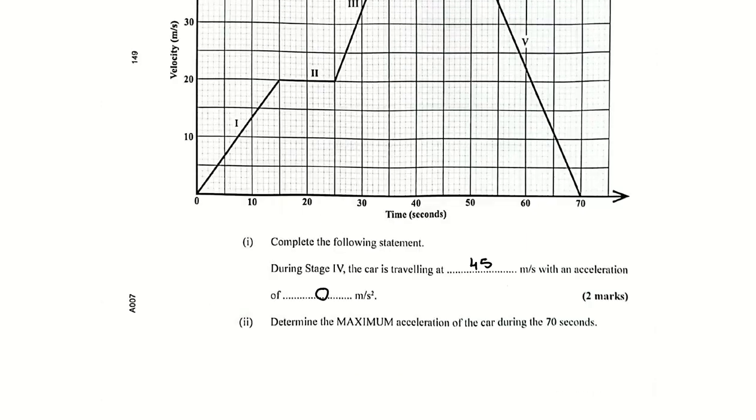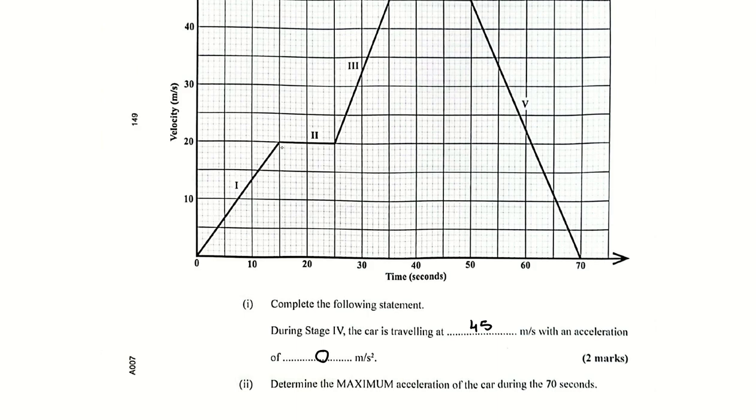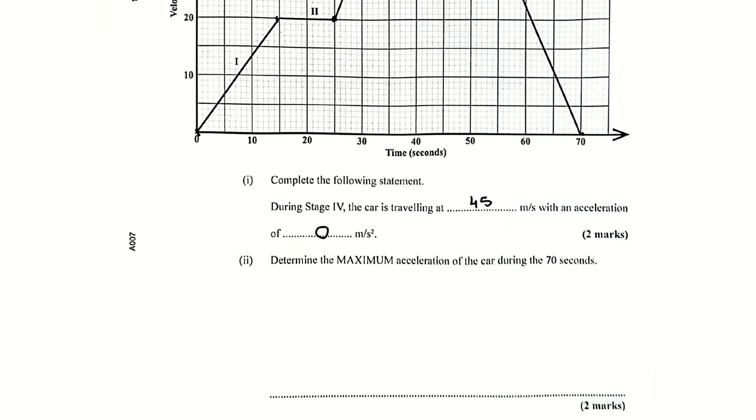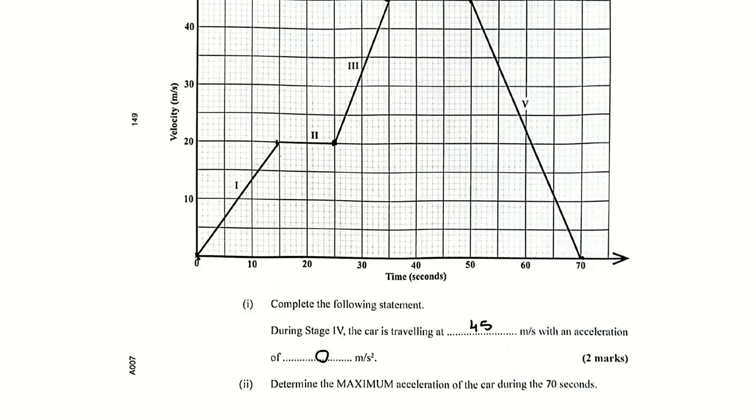Determine the maximum acceleration during the 70 seconds. So they want to know which one has the maximum acceleration. Acceleration could either be from here to here, from here to here, or deceleration, which is from here to here. I would not use the deceleration because deceleration is negative. It's always negative, so I would not even use stage 5. So I'll be looking at stage 1 and 3. To find the acceleration, we need to find the gradient. So let's find, this is 0, 0. This is x is 15, y is 20.